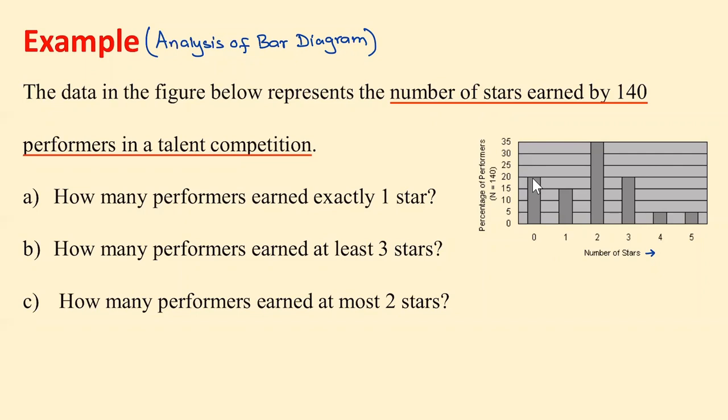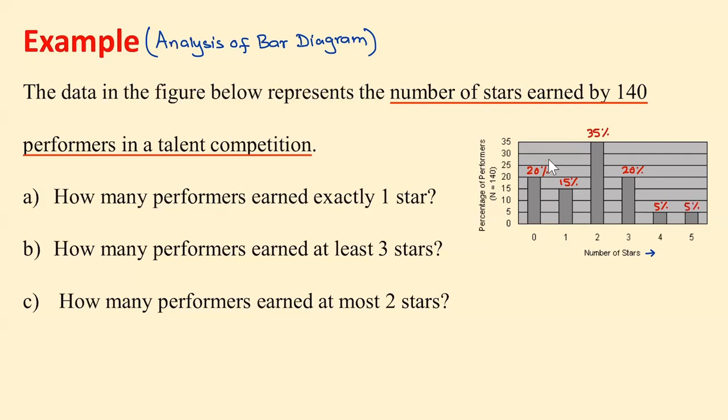So let's write those numbers on top of each bar. 0 stars, 20%. 1 star, you can see it is 15%. 2 stars, it is 35%. 3 stars, as you can see, this is also 20%. 4 stars is 5%. 5 stars, that is also 5%.